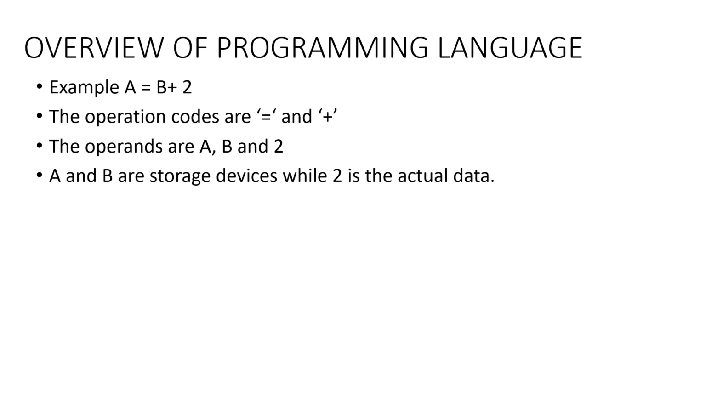Then we also gave an example where we have A equals B plus 2, and we're told that the operation codes are equals to and plus. Then we were also told about the operands, that A, B, and 2 are the operands. A and B can be storage locations, while 2 is the actual data in the memory. So we've talked about all this in our last class.